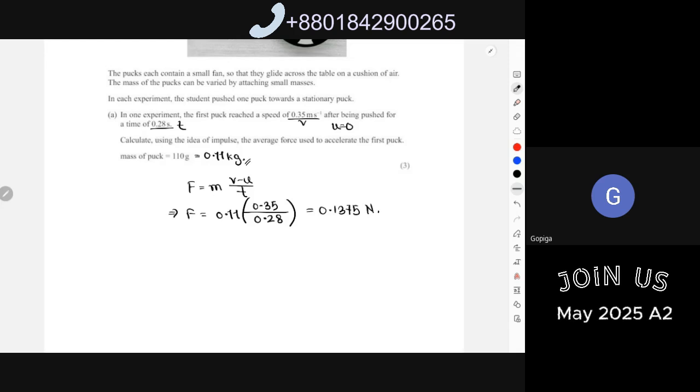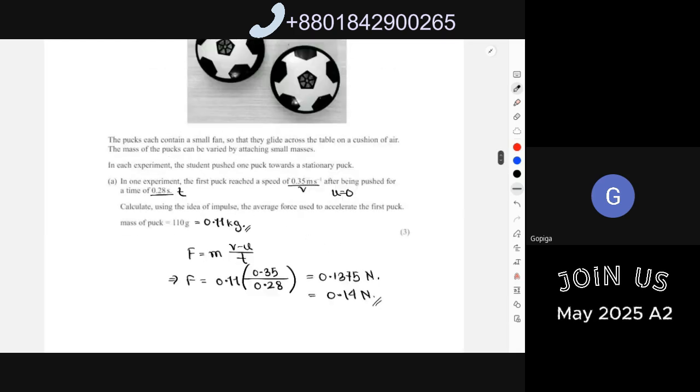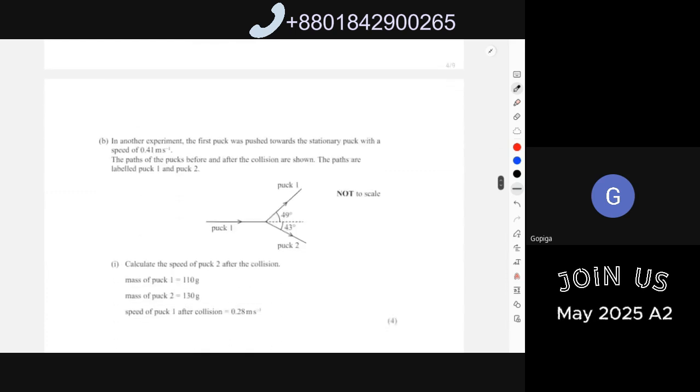All the data in the question was given in two significant figures, right? So I just accept 0.14. That is acceptable. 0.14 Newton is the average force that was exerted onto this first particle by the student to make it reach that 0.35 speed within 0.28 seconds. I hope this one was clear, right? Very easy maths. We only use the derivation for Newton's second law.